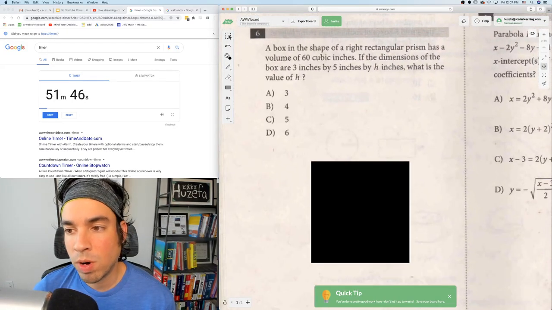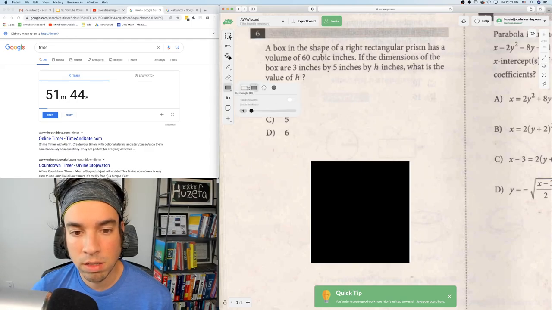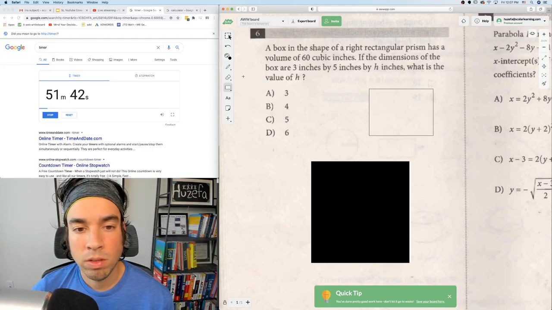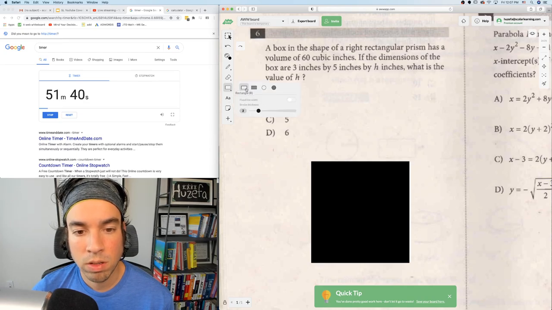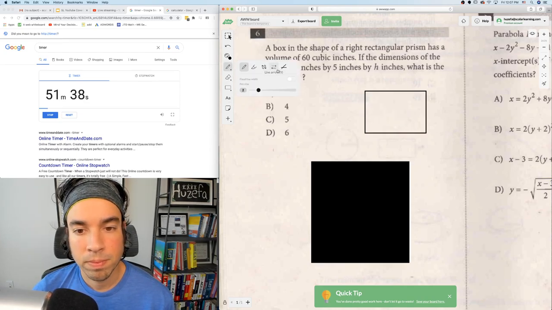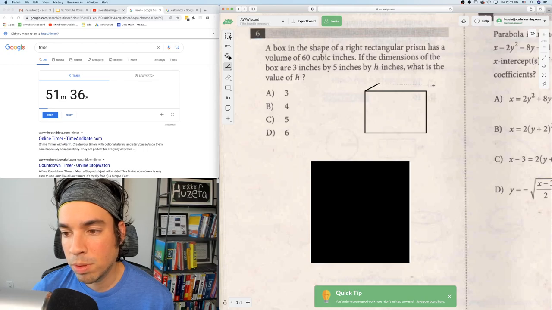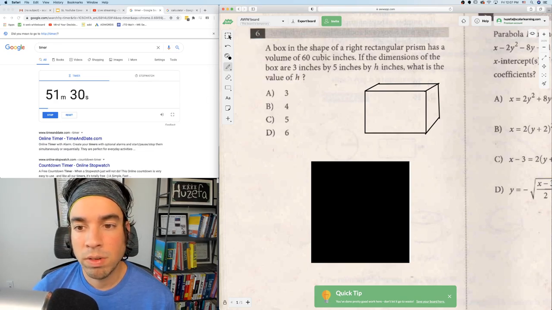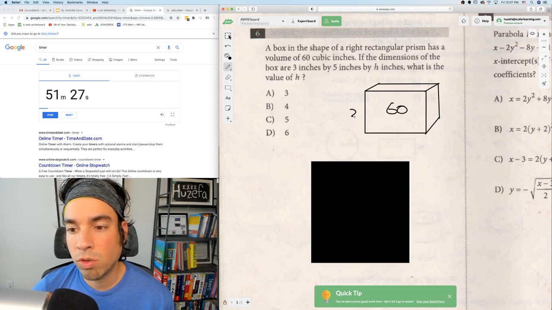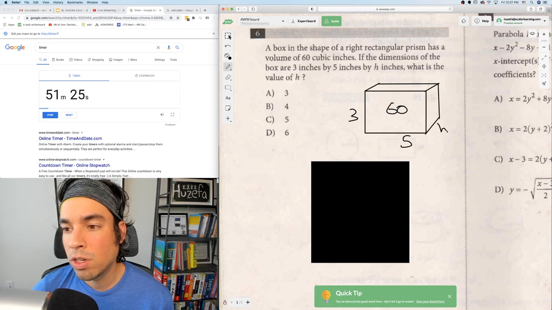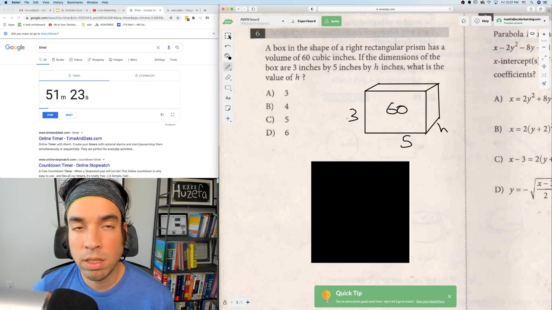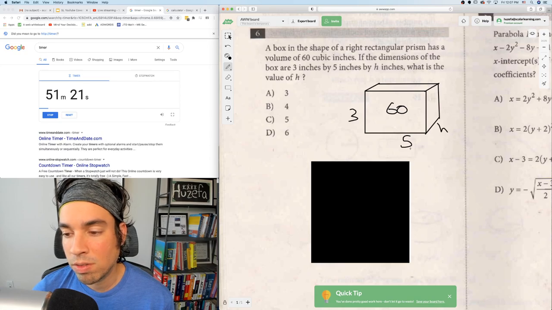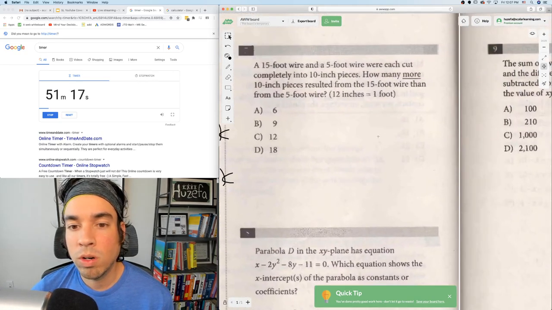Number 6. A box in the shape of a right rectangular prism has a... That's this guy. Oops. Let's make that thicker. Don't really even need to draw this, but it's okay. Has a volume of 60. If the dimensions of the box are 3 by 5 by h, what is the value of h? Well, to get the volume, it's this times this times this. So 3 times 5 is 15 times what equals 60? 4. Boom, done.